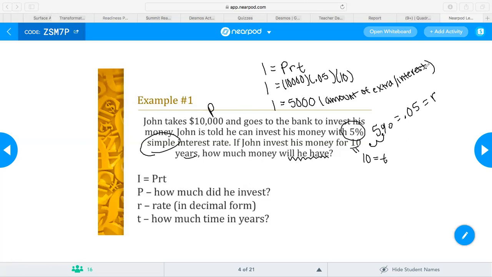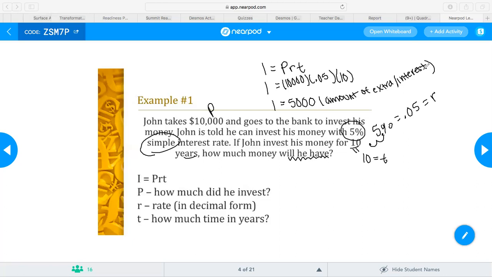So let's read the problem again. John takes $10,000 and invests his money. So how much did he originally put in the bank? $10,000. After 10 years, the amount of interest added on was $5,000. So he originally put in $10,000. After 10 years, $5,000 added on to that. That's the amount of 5,000 is the amount of interest.